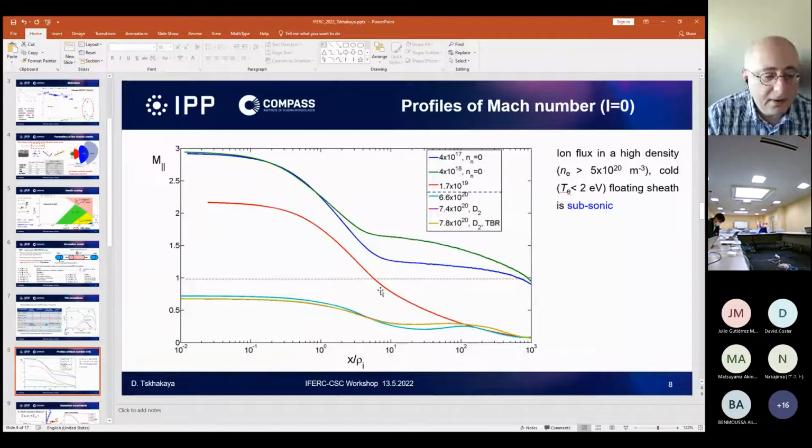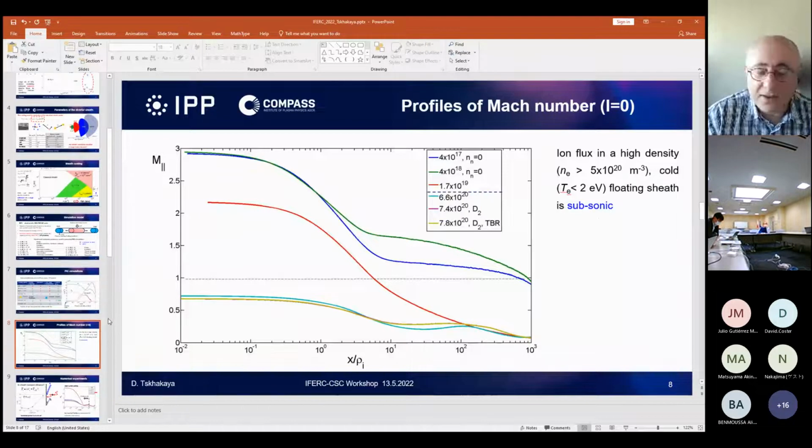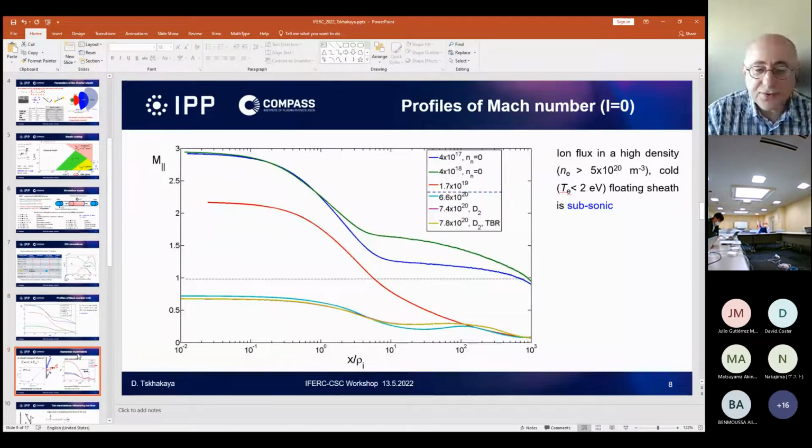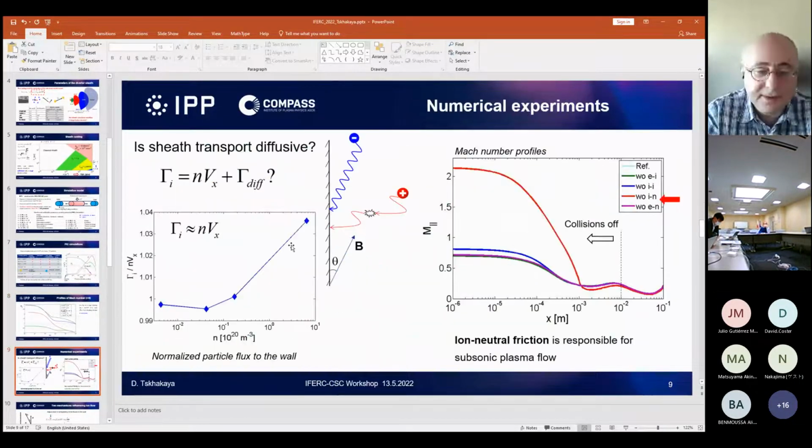So what is the reason? Okay, we know that these are collisions. The question is which collisions and why? So what is the border point, beyond which we can say that we have classical sheaths and otherwise not? In order to do this, we did numerical experiments.